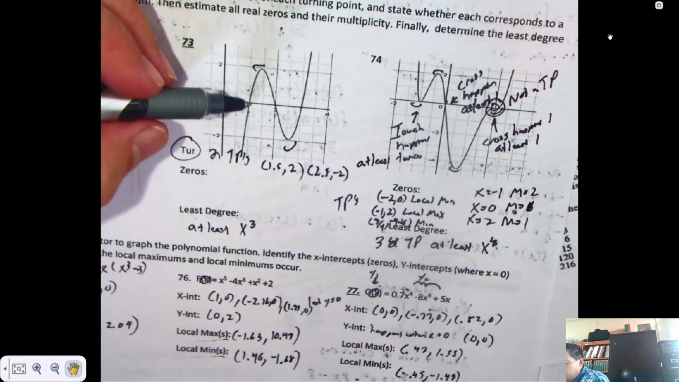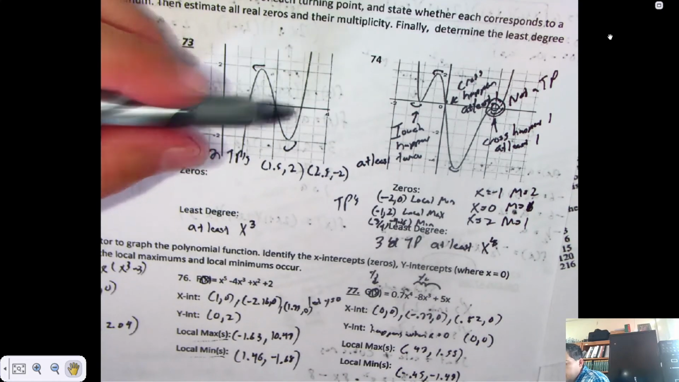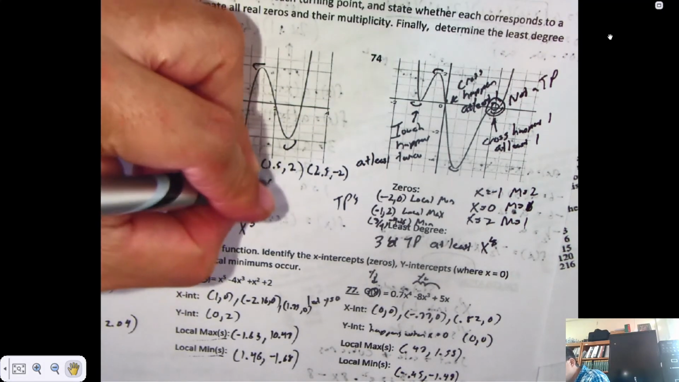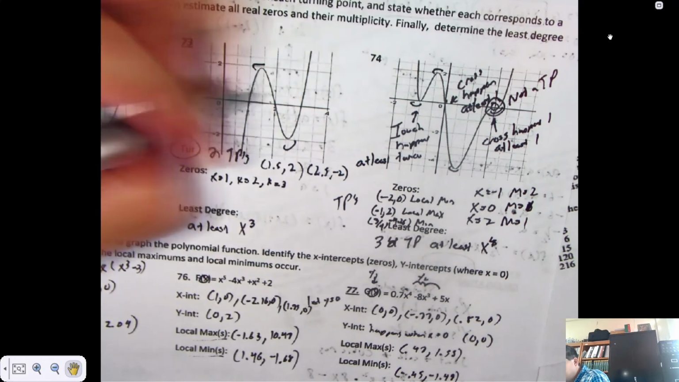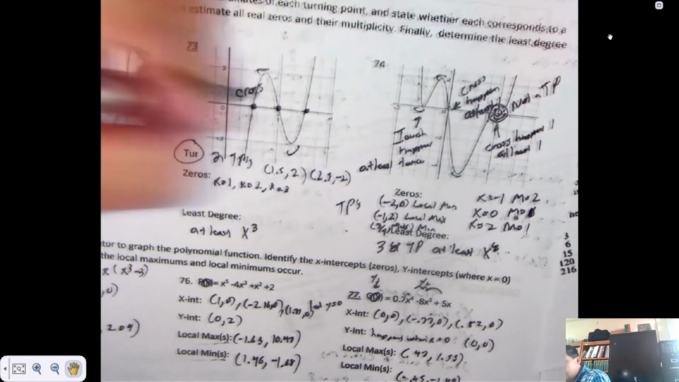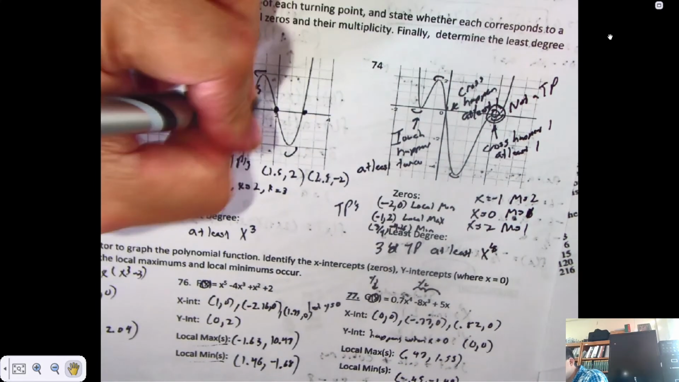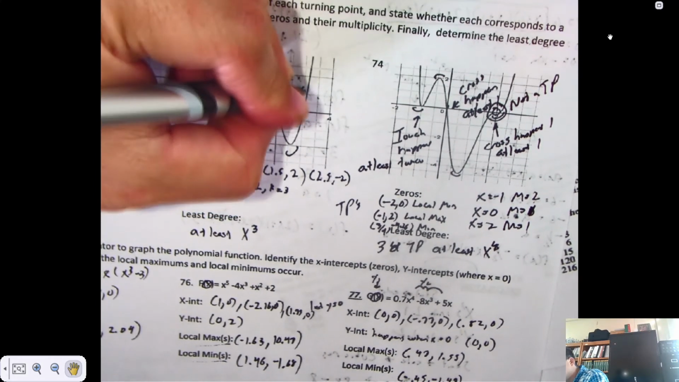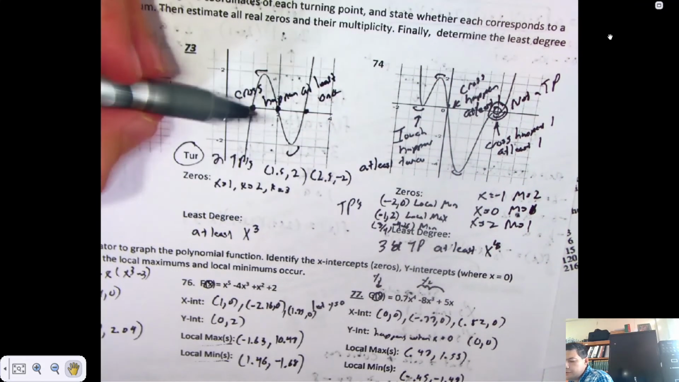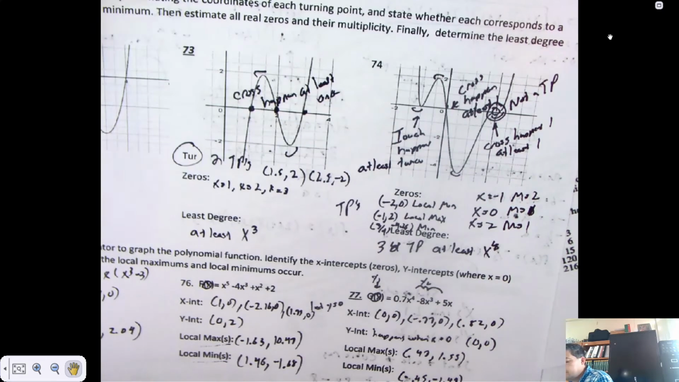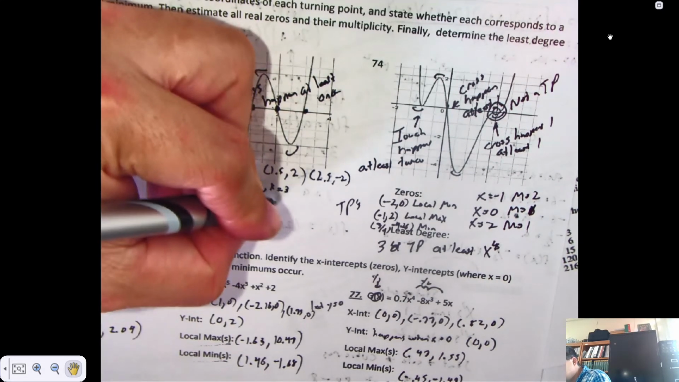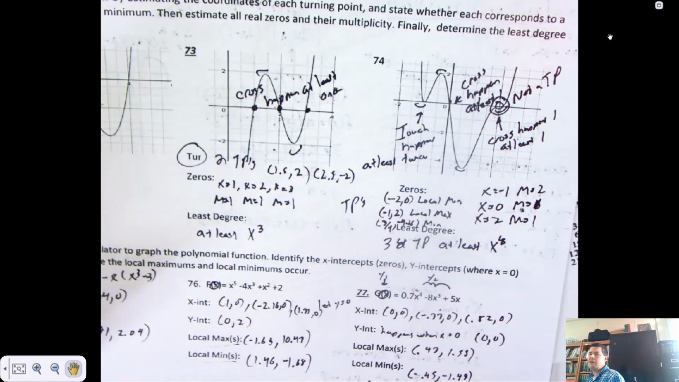The zeros here are at 1, 2, and 3. They are x equals 1, x equals 2, and x equals 3. And they're all crossings. Every one of those is a cross. And that means they happen at least once. But so 1 plus 1 plus 1 is 3. They all have a multiplicity of 1. The big thing is they have odd multiplicity.